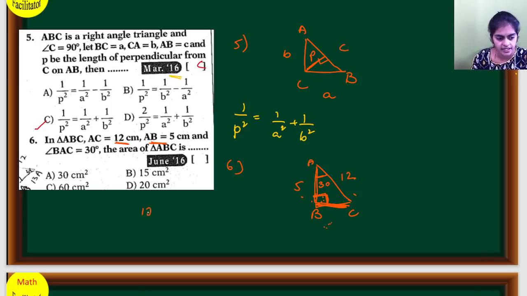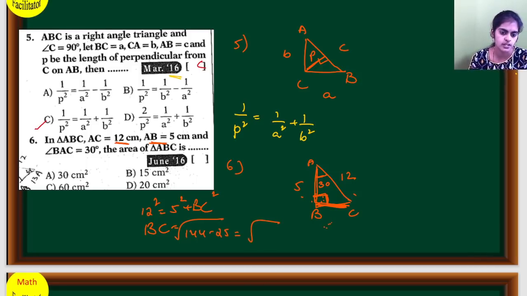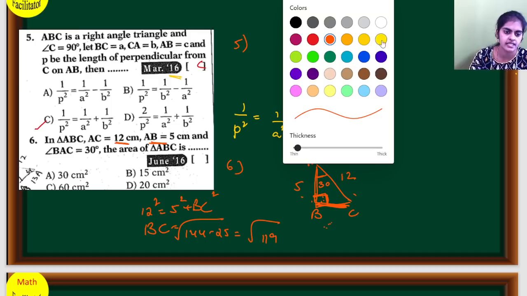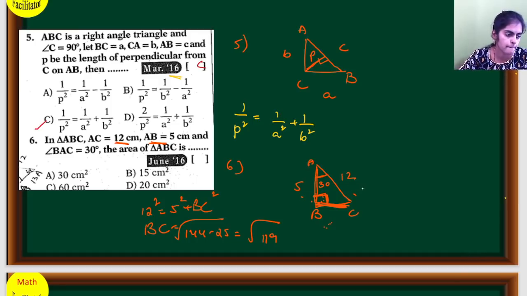Okay, so you can write 12 square equal to 5 square plus BC square, so the BC value you will get as root of 144 minus 25. So how much are you getting here? Root 144 minus 25 is 119. So here there is no mention. One second. If it is root 119, you cannot take it this way.